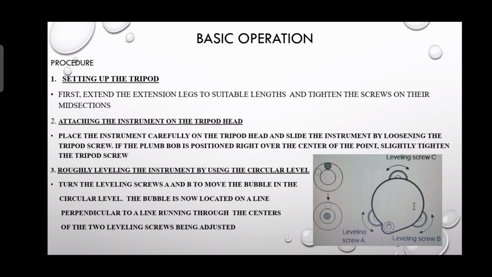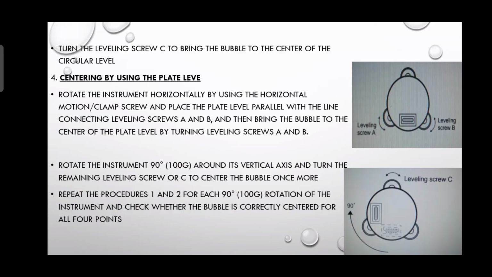Next is roughly leveling the instrument by using the circular level. Turn leveling screws A and B to move the bubble in the circular level. The bubble is now located on a line perpendicular to a line running through the center of the two leveling screws being adjusted. You can see it in the image or photo that I have put there. Next is step 3. Turn leveling screw C to bring the bubble to the center of the circular level.